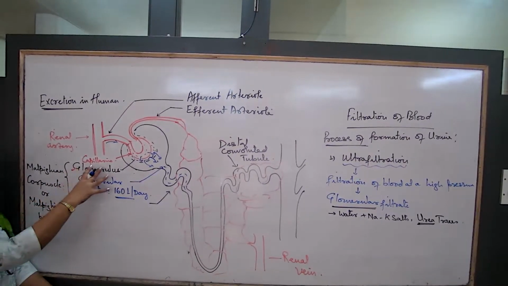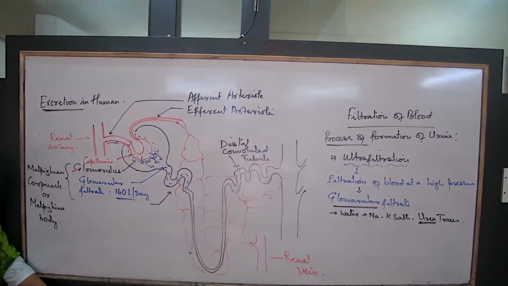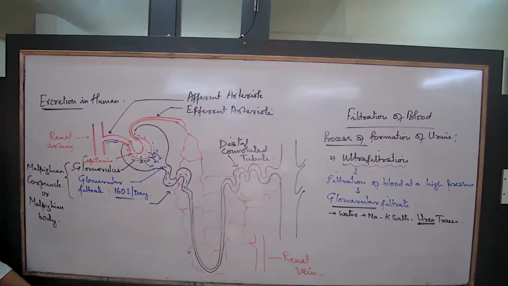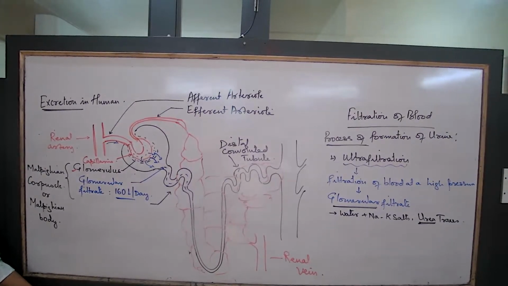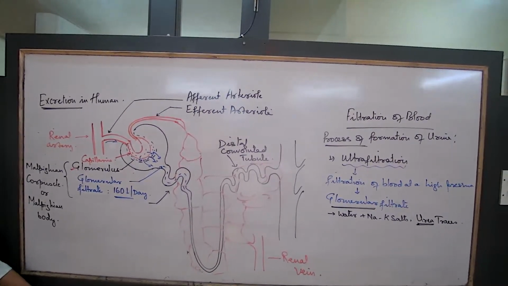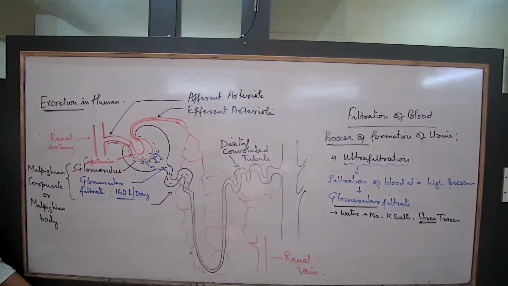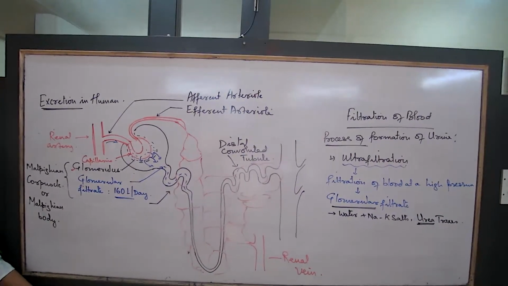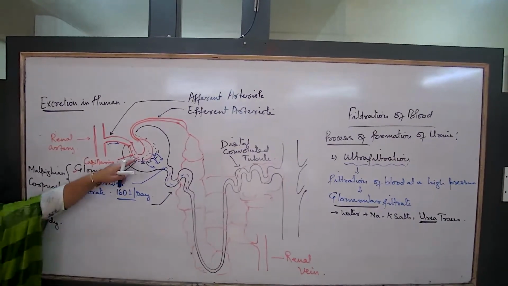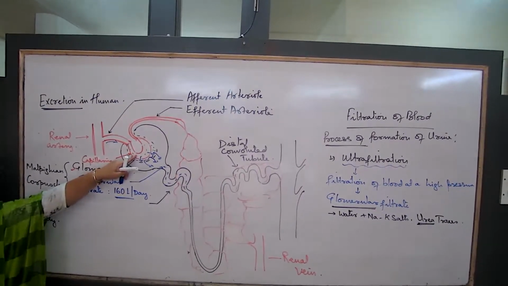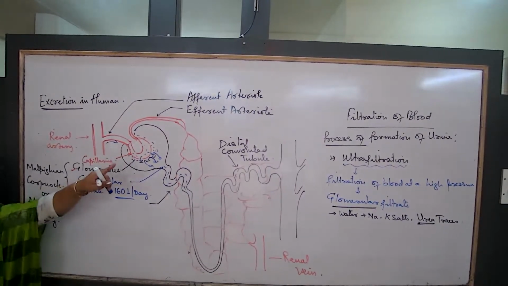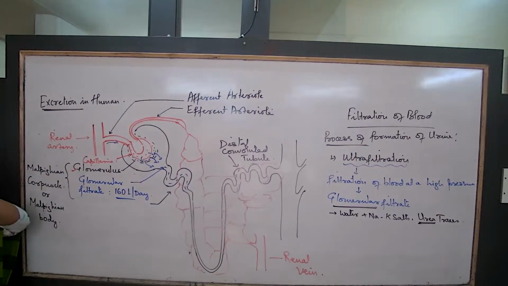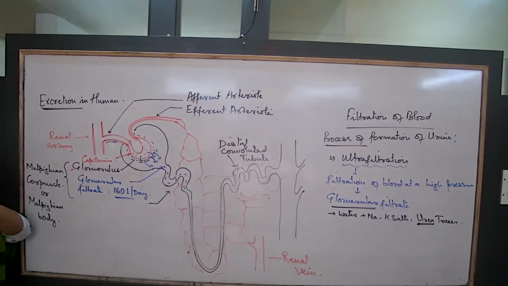So is this first step clear? What am I talking about? I am talking about ultrafiltration. What is the definition of ultrafiltration? Filtration at high pressure. Where is this process taking place? In the glomerulus. What is getting filtered here? The blood. The blood is getting filtered.